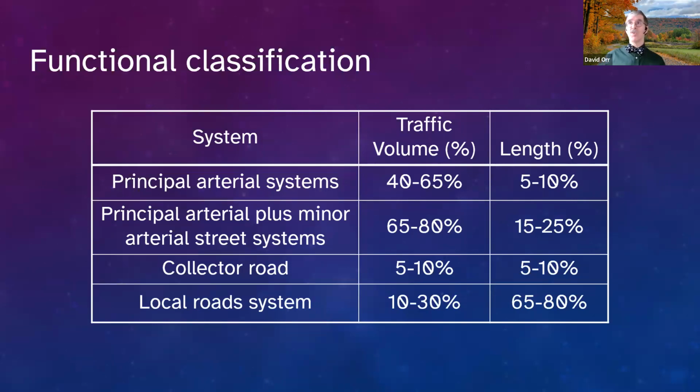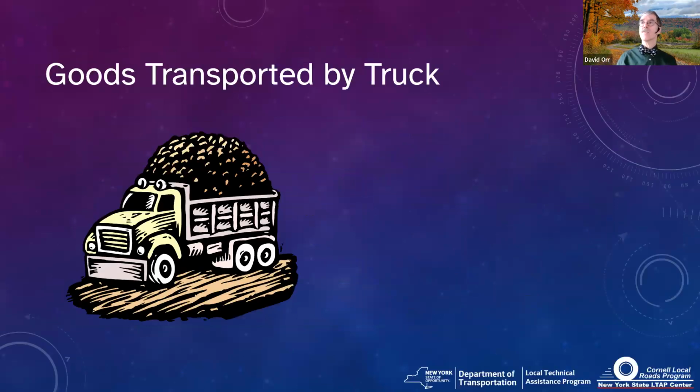Collectors don't take a lot of traffic. They're the county system for the most part here in New York State. They don't take a lot of volume. They don't have a lot of length, but boy, are they critical. Imagine not having the things connecting from your capillaries to the arteries in your system, you'd have a problem. They're vitally important for that overall network. And then, of course, as I said earlier, everybody wants to live on a local road system, which is a pretty high percentage of the centerline mileage. And of course, on all of this, we have to move things. We move them by truck.